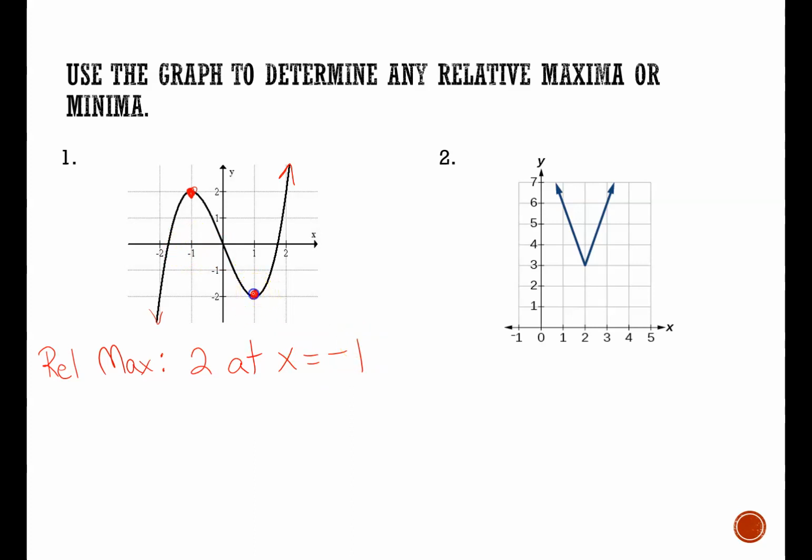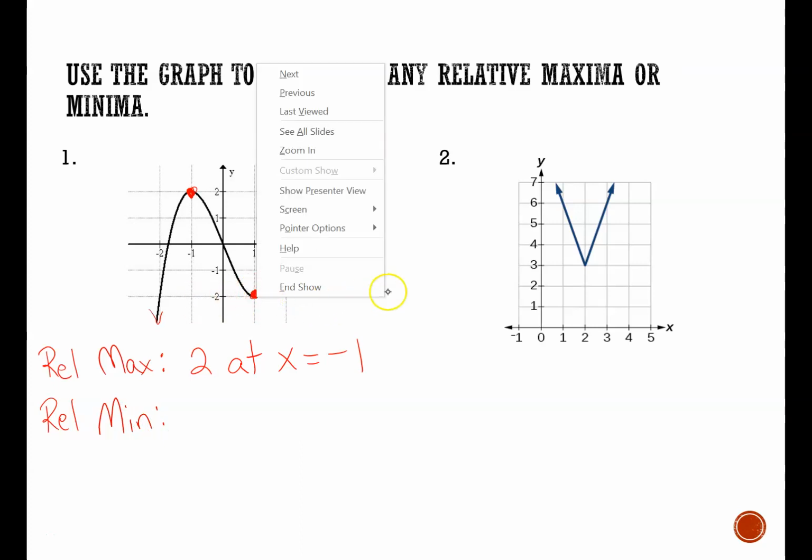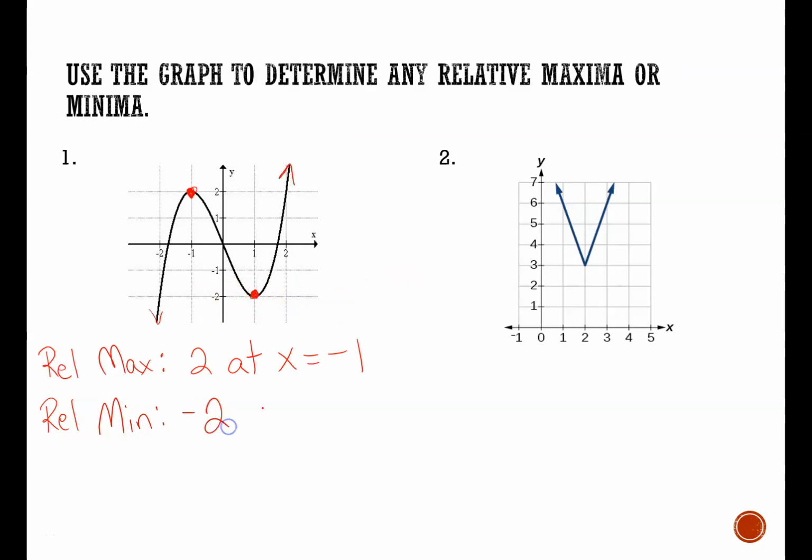Okay, now we also have a relative minimum. We have a valley. We have a peak and a valley. So we're going to write relative min. And we're going to name its y value, which is -2, at, and then we give the x value is 1. So this is how I want you to write it, not as an ordered pair.